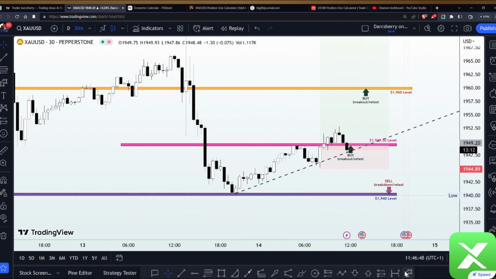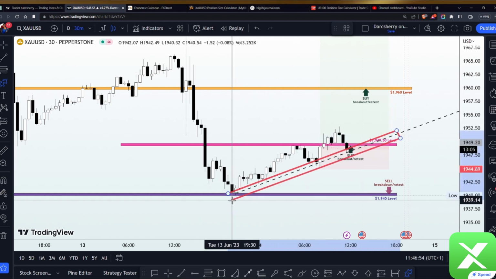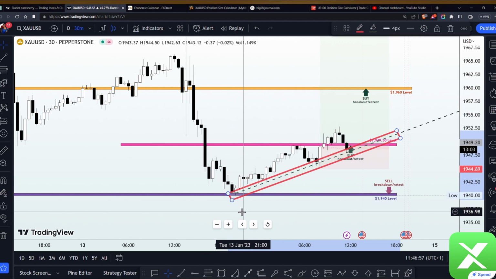And in addition to that one is this trend line we have here. After connecting the series of higher lows, we have a trend line. So we are going to be using this trend line to guide our trading activity.